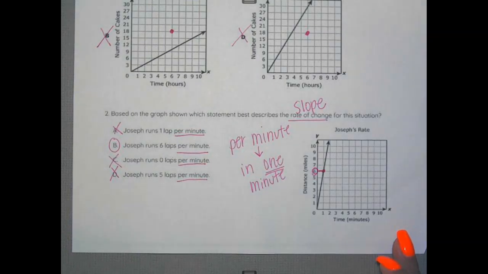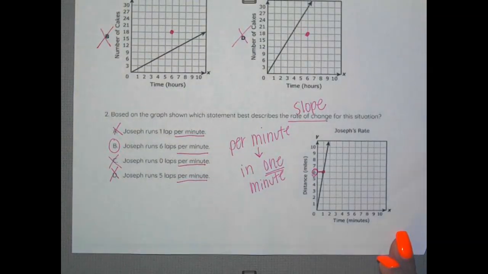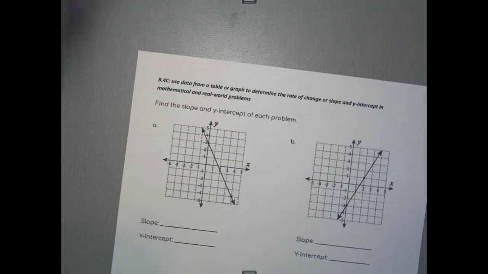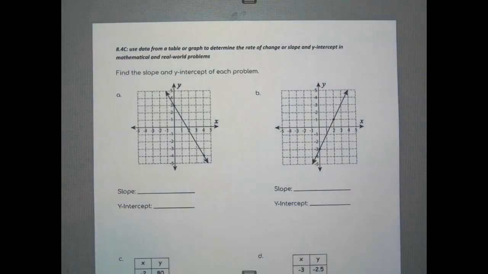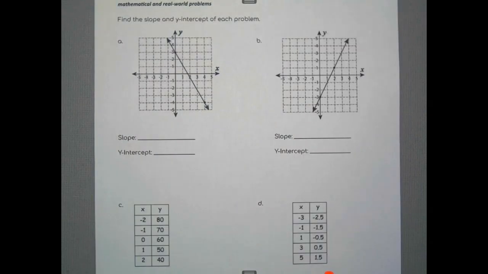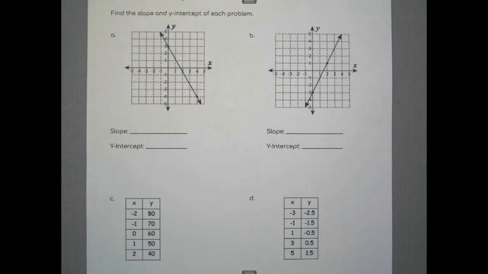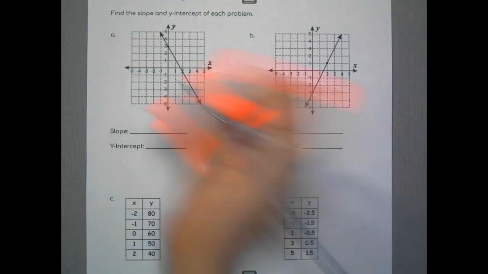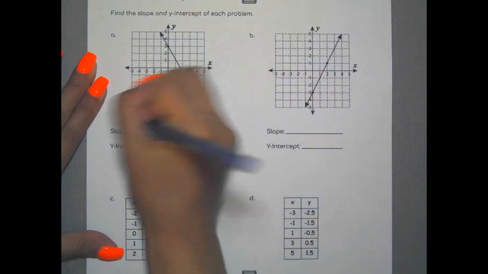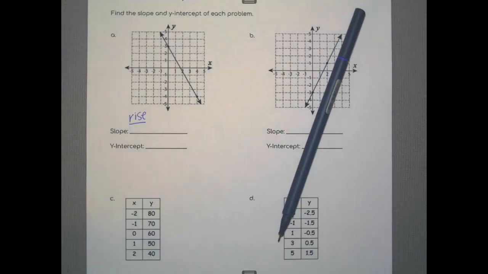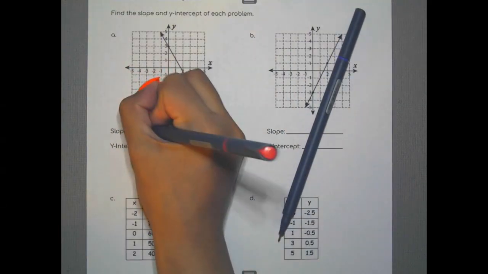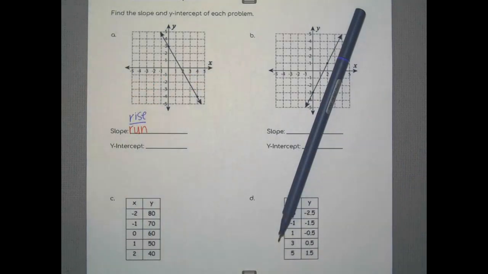All right. So now we're going to talk about slope and y-intercept from a table or a graph. All right. So example 1A says find the slope and y-intercept of each problem. Okay, so a couple things we need to remember. When we are finding slope and we have a graph, we're going to use rise over run. So we're going to count how many spaces we go up and how many spaces we go over until we get to another coordinate.